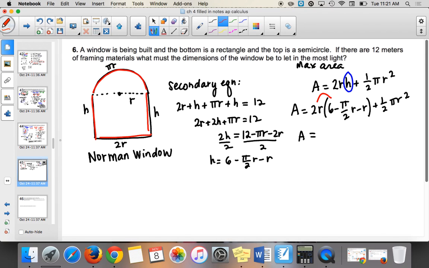So we're going to distribute our 2r. So I get 12r minus pi r squared. Do you see it? So the 2's cancel. R times pi r is pi r squared. Minus 2r squared plus 1/2 pi r squared. So we can actually combine. Oh, did I mess something up? I think I'm good. Oh, instead of 2r squared, did I write 12? Oh, darn. Minus 2r squared, thank you.